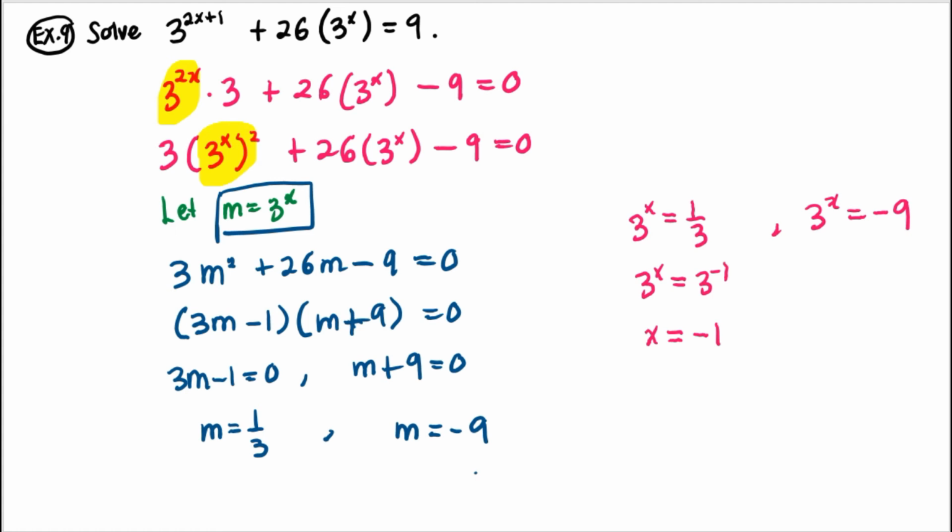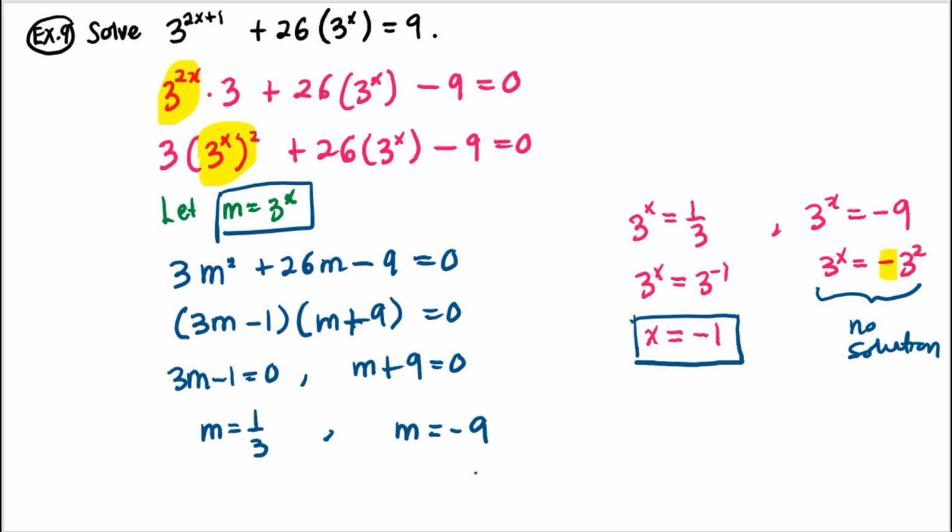What about this one? We have 3 to the power of x. This one will become negative 3 to the power of 2. But can we say that x is actually negative 2? No, that is wrong. Therefore, for this case, because we don't have a negative on the left side of this equation, but we have a negative on the right side, so this negative is a problem now. Therefore, actually, we cannot solve this one. No solution for this one. In this case, we just have only one answer, which is x equal to negative 1.